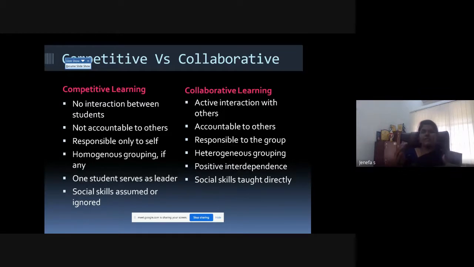Whereas in collaborative learning, they are taught the social skills directly because that's a mini society, right? The group members, they all gel together, they all interact together, come together and work together and succeed together. So social skills are taught directly in collaborative learning. That is why this collaborative learning is very successful and fruitful.